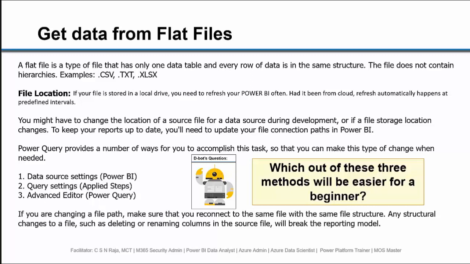If you are changing a file path, make sure that you reconnect to the same file with the same file structure. Any structural changes to your file, such as deleting or renaming columns in the source file, will break the reporting model. We have a question from DBAT. Which out of these 3 methods will be easier for a beginner? To check that, we will quickly move to a demo now.